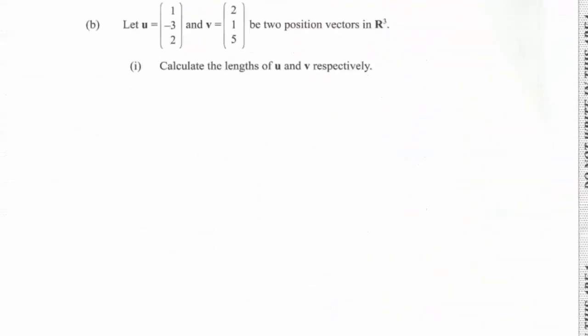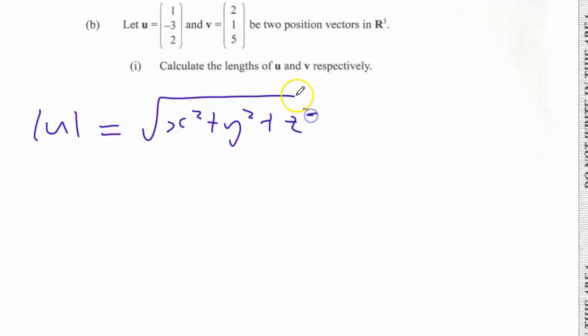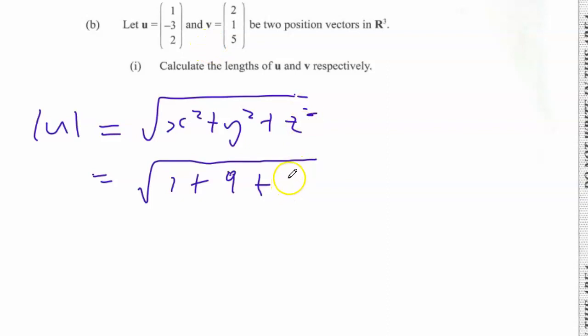Let's continue. Let u equal 1, minus 3, 2 and v equal 2, 1, 5. Three-dimensional vectors. Calculate the lengths of u and v respectively. So the length of u, the modulus of u, is the square root of x squared plus y squared plus z squared, where for u, x, y, and z would be 1, negative 3, and 2 respectively. So square root, 1 squared we get 1, plus negative 3 squared we get 9, plus 2 squared we end up with 4. That's root 14.